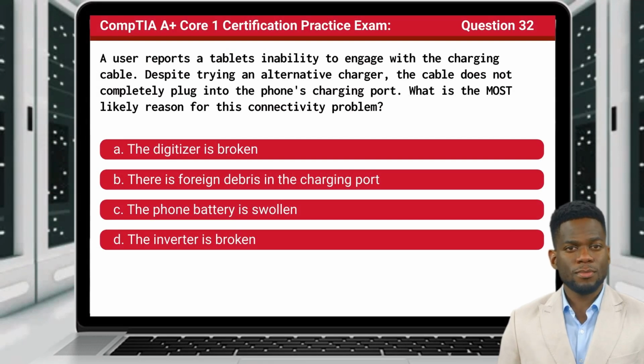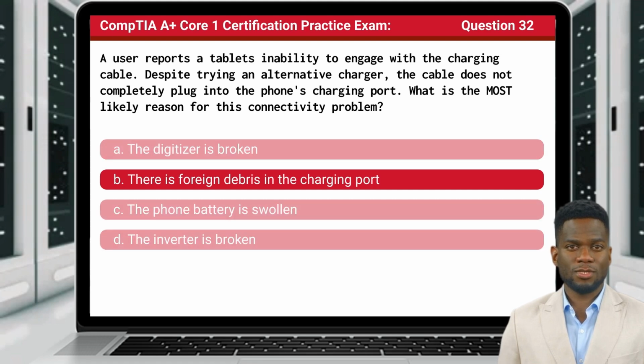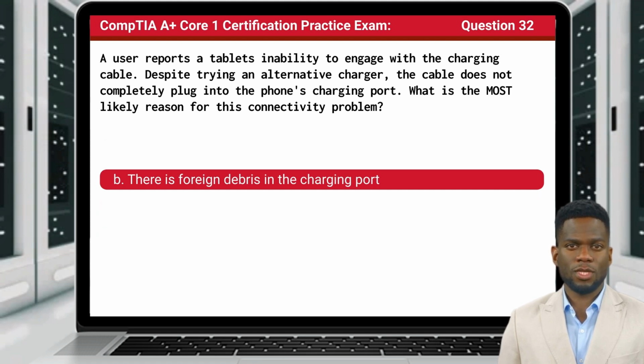Question 32. A user reports a tablet's inability to engage with the charging cable. Despite trying an alternative charger, the cable does not completely plug into the phone's charging port. What is the most likely reason for this connectivity problem? The answer is B. There is foreign debris in the charging port.